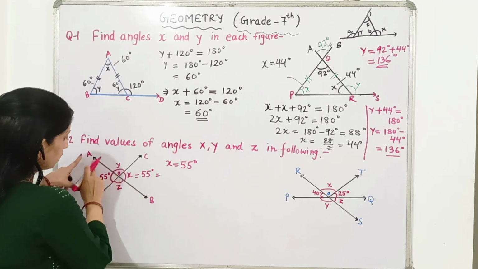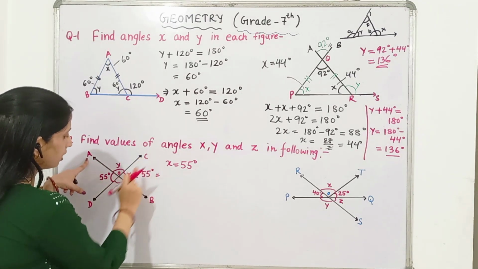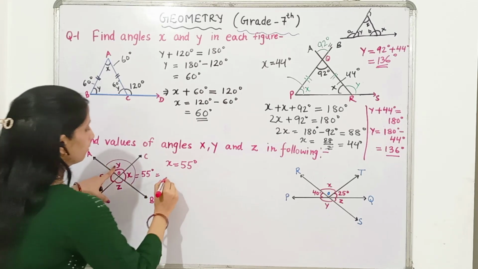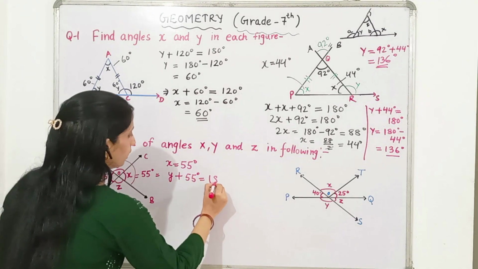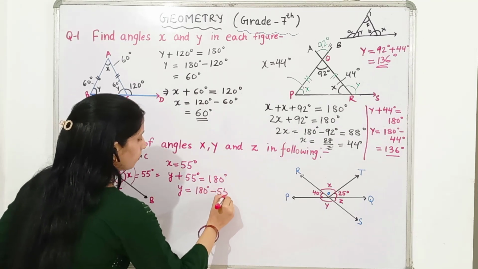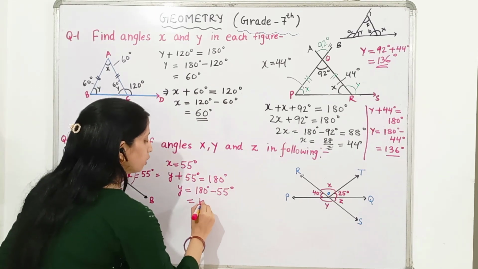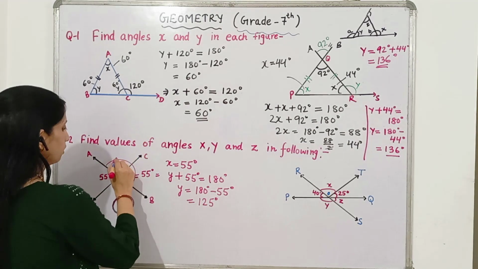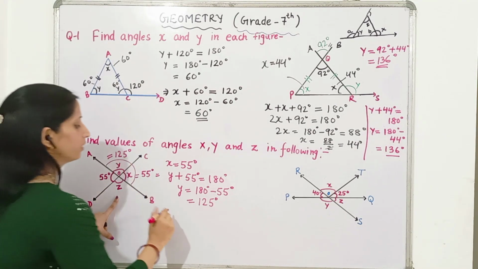Now, in this straight line AB, you can see that angle AZC plus angle CZB will be equal to 180 degrees. Again, this is a straight angle. So y plus x, which we now know is 55 degrees, will be equal to 180 degrees. Let's subtract. y will be 180 degrees minus 55 degrees. When we subtract, we will get 125 degrees. Okay. So the value of y will be 125 degrees.